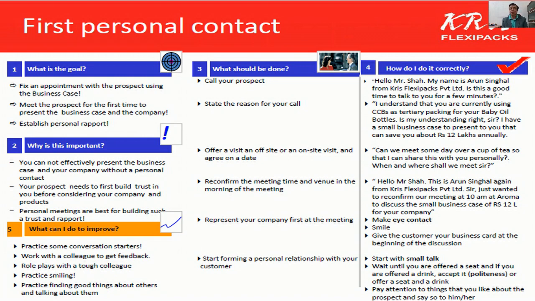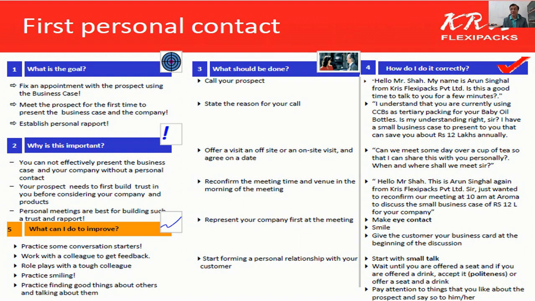So supposing you get a confirmation, that's the first big win that you had. Then before you go and meet, on the same day, you again call and say, hello, Mr. Shah, this is Arun Singhal again from Chris FlexiPack. Just wanted to confirm a meeting at 10 a.m. at Aroma to discuss a small business case of 12 lakh rupees for your company. And you get a confirmation. And you do the actual meeting. In the actual meeting, you sit across, smile, make eye contact, and give your customer the business case at the beginning of the discussion. You say, sir, I told you about this 12 lakh that you can save. This is what you can do, sir.